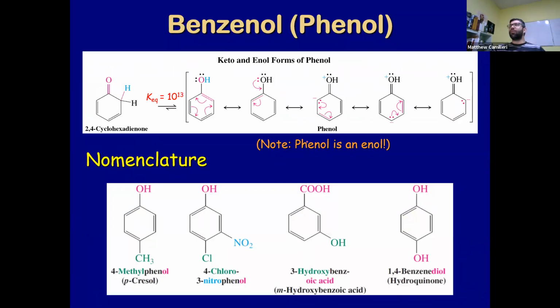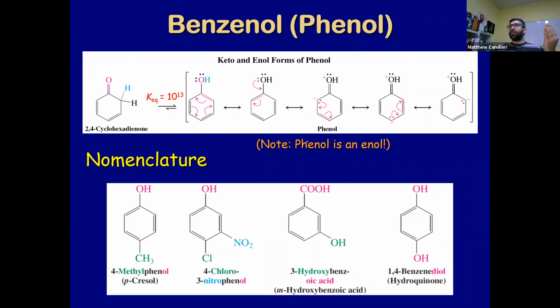Benzenol, or as we know it, phenol. So nomenclature: you know 4-methylphenol, or 4-chloro-3-nitrophenol, or 3-hydroxybenzoic acid. What you can see here is that chloro, nitro, and methyl are lower priority than the alcohol group, but benzoic acid has a higher priority than the hydroxy group. So that is something that, again, you should keep in mind. These are things you might not be too familiar with, but they are also very, very important.